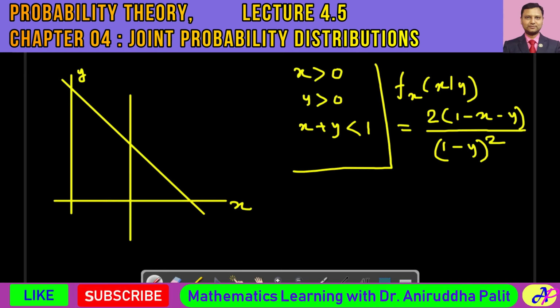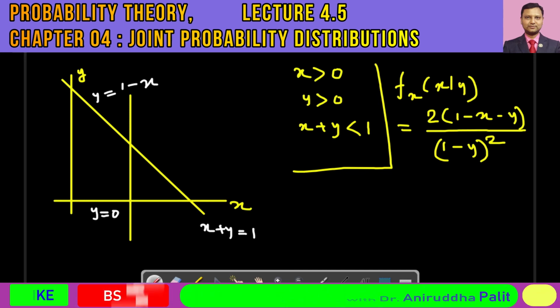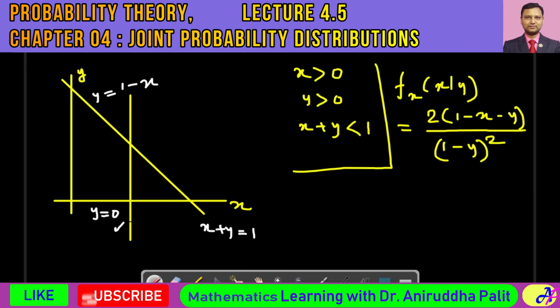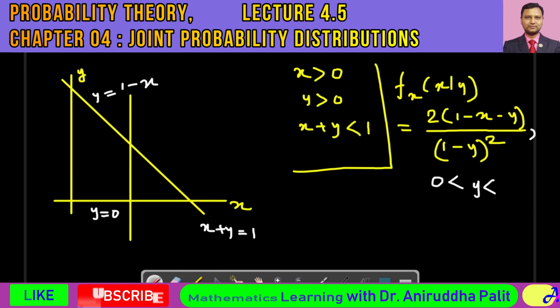What is the equation of the lower boundary line? It is actually the x-axis, so y is equal to 0. And this is the upper boundary line. The equation of this straight line is x plus y is equal to 1, so y is equal to 1 minus x. Over here in this zone, y would vary from 0 to 1 minus x. That's why you need to particularly mention the range of the parameter. The lower limit of y is 0, the upper limit of y is 1 minus x. Therefore, you should write 0 less than y less than 1 minus x.